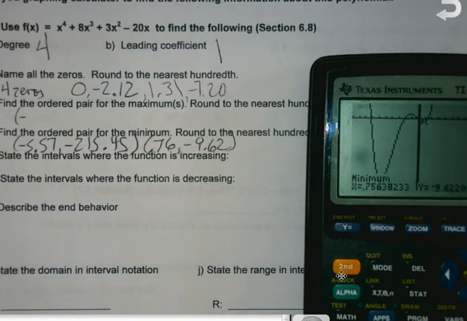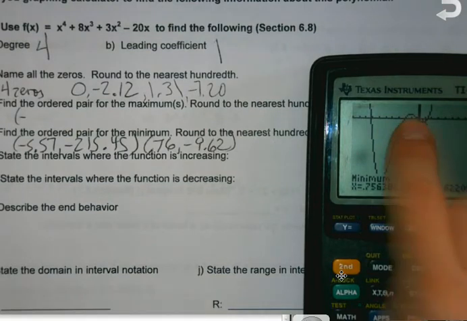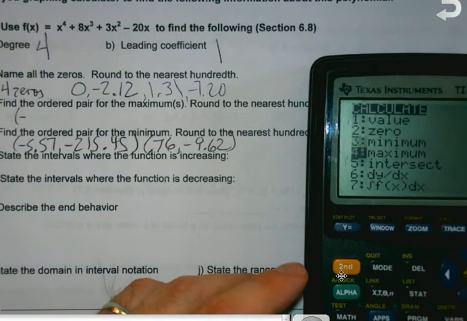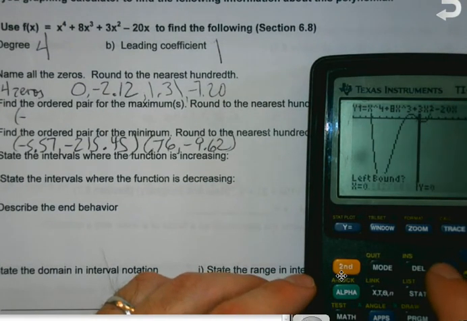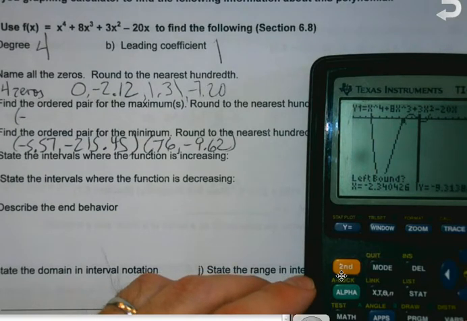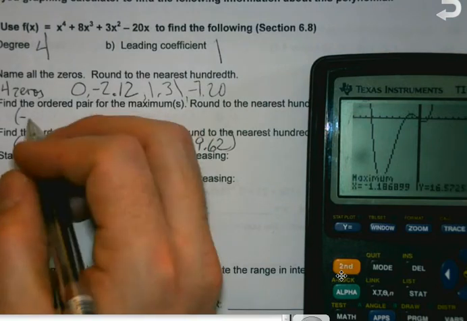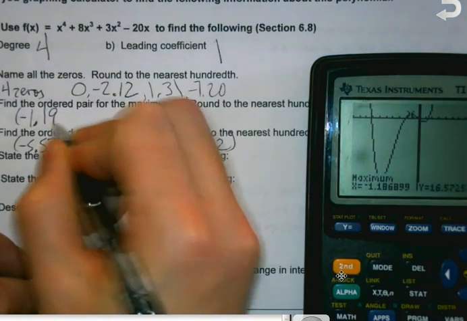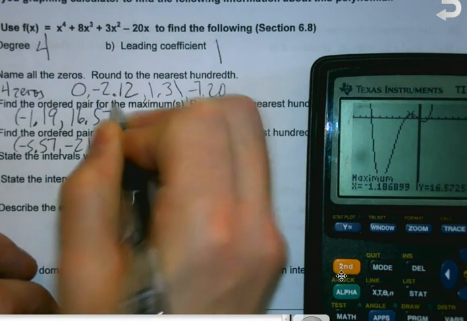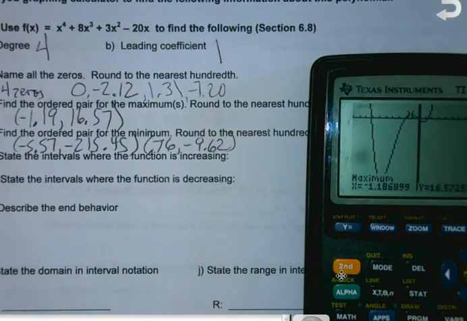How many maxes do I have? 1, right there. Well, last time we get to do this. Max. Again, left to right. So we'll get to the left of it, anywhere to the left of it. Hit enter. Anywhere to the right of my maximum. Double enter to lock it in. Negative 1.19, 16.57. So I get that. It's like, whew, what the heck?